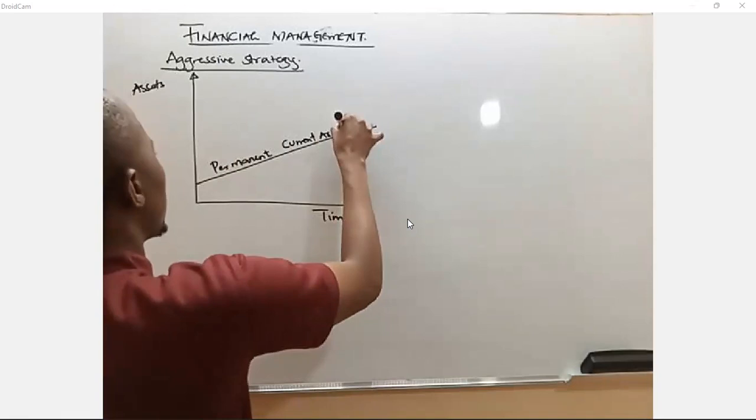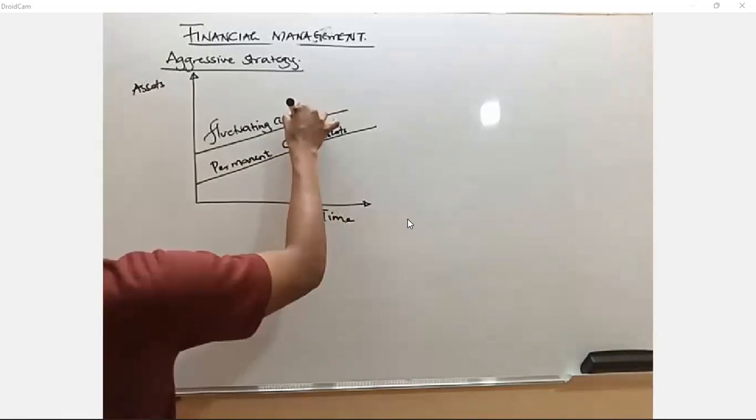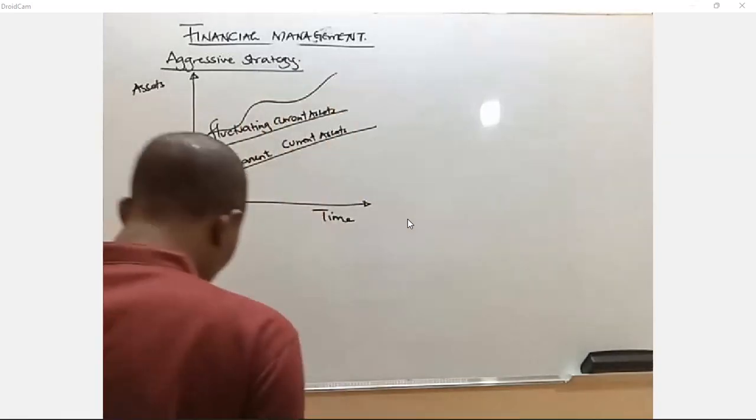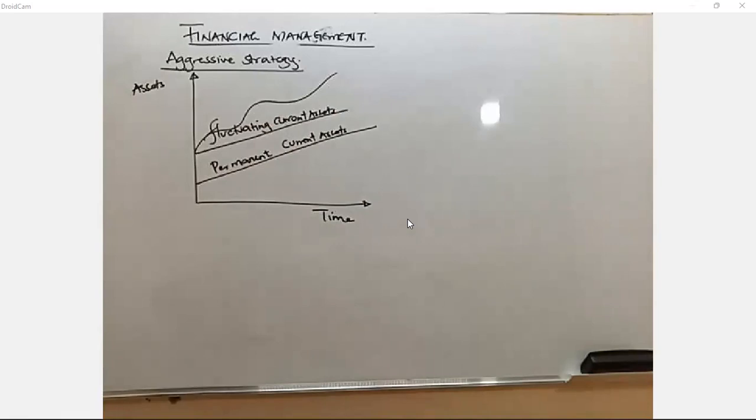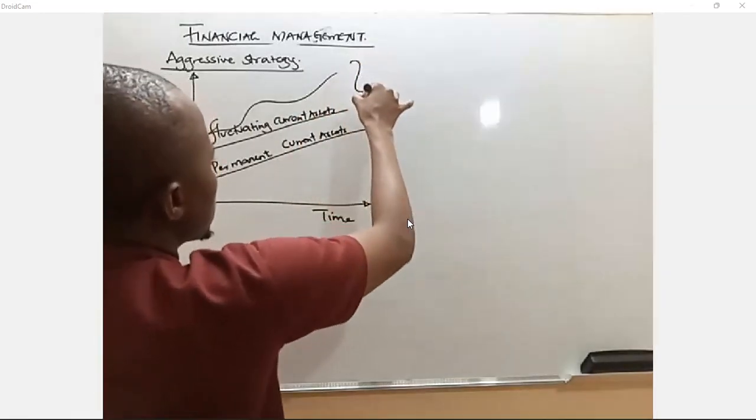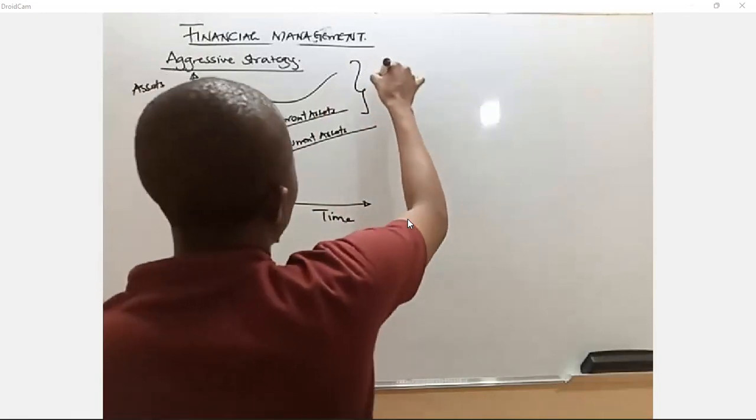Then we have the fluctuating current assets, somewhere here. They are normally called fluctuating current assets. Then it runs from here, and the financing might look like this. In simple terms, the short-term financing can be used to finance the fluctuating current assets and a portion of the permanent current assets. So these ones can be financed by the same short-term funds.